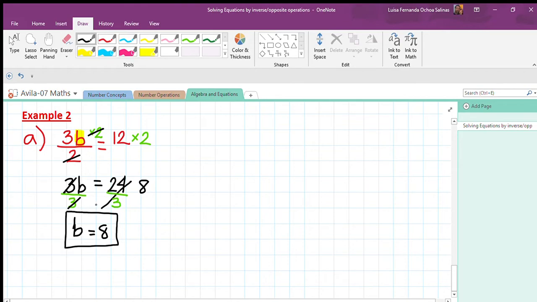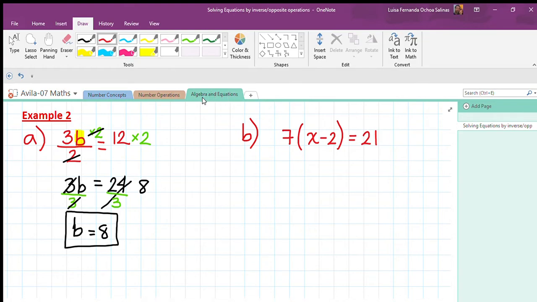Fantastic. Let's look at the other example. Example b says 7 brackets x take away 2 equals 21. Fantastic. So how are we going to do this? Again, we start thinking about what is being done to our pronumeral. In this case, our pronumeral is x, and we have to use order of operations backwards.